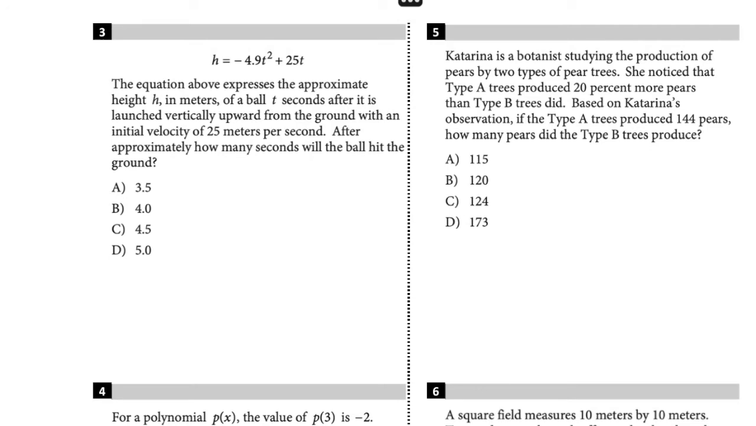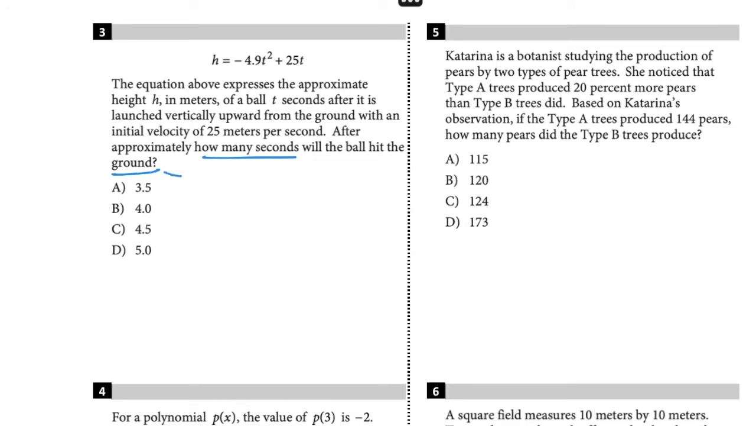Number 3, the equation above expresses the approximate height in meters of a ball t seconds after it is launched vertically upward from the ground with an initial velocity of 25 meters per second. After approximately how many seconds will the ball hit the ground? Okay, again, a lot of words going on. Here's what the question is. How many seconds until it hits the ground?